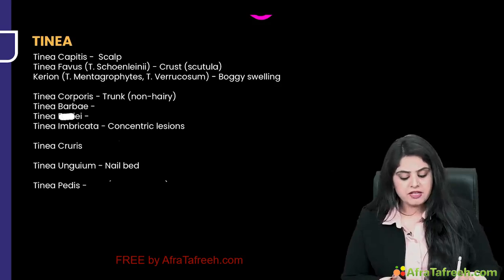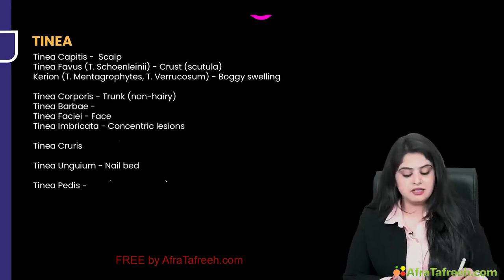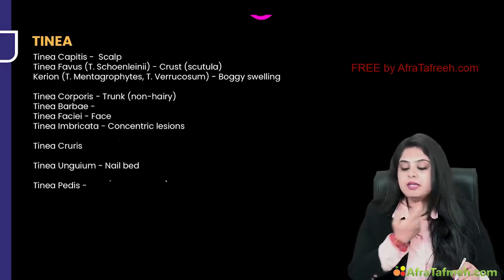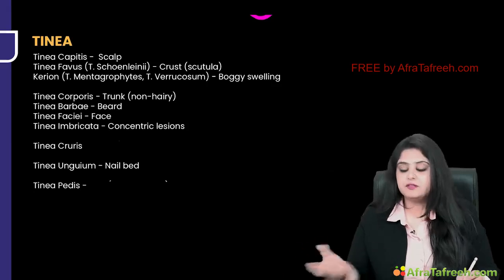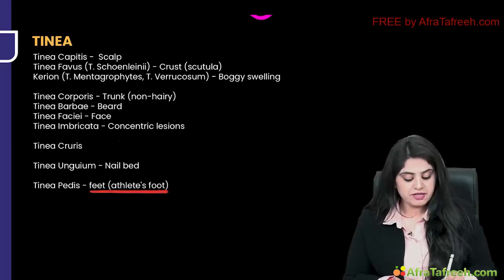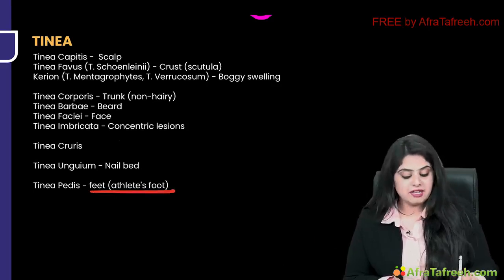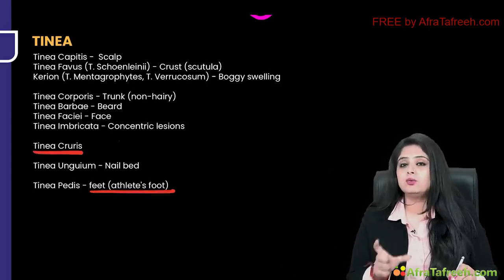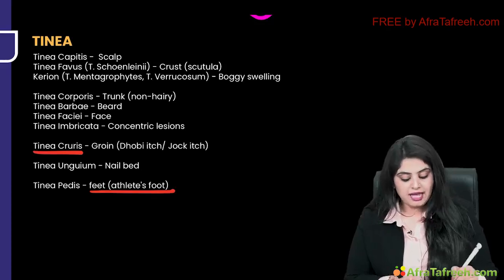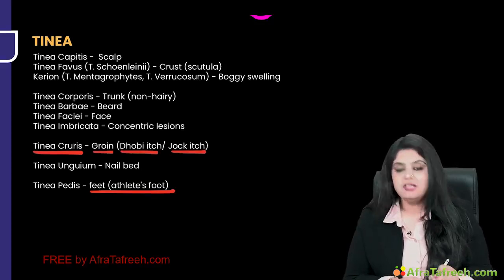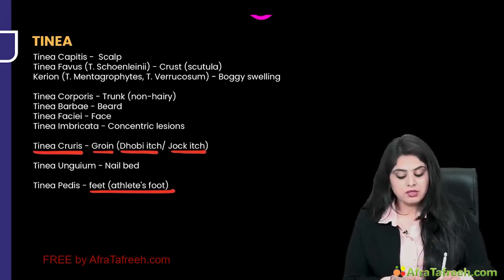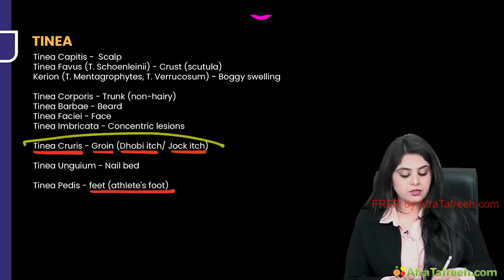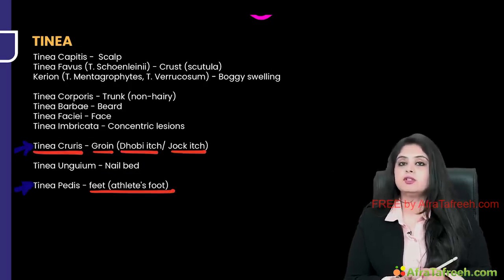When I say tinea faciei, faciei means the face is going to be affected. When I say barbae, barbae means the beard is going to be affected. When I say pedis, pedis means feet. So the feet are going to be affected. That is known as athlete's foot. And when I say cruris, cruris means the groin. This is known as the groin area, called dhobi's itch or jock itch, where the undergarments are worn. So remember jock itch or dhobi's itch. These are two fancy words that they can ask you. Tinea cruris for groin and tinea pedis for the feet.